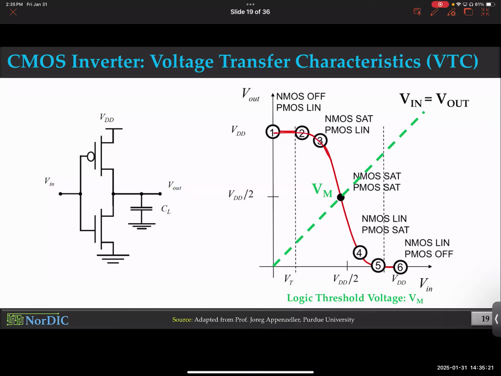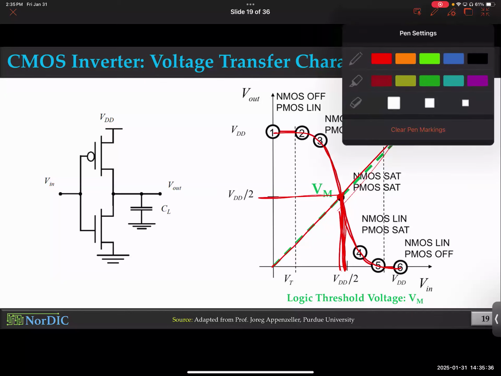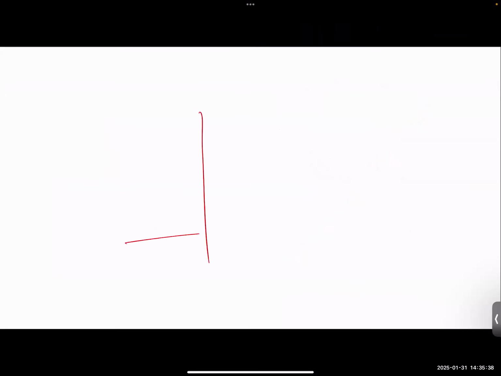If you get the VTC, voltage transfer characteristics, draw a 45-degree line. And wherever it intersects, the point corresponding to that would be your logic threshold voltage. So let me show you one more thing here. So imagine this is VDD. This is VDD over 2.